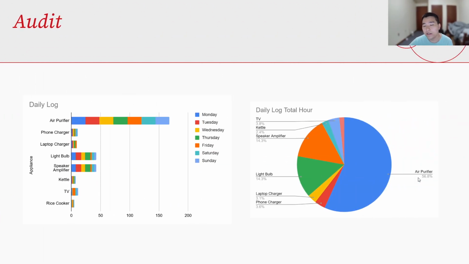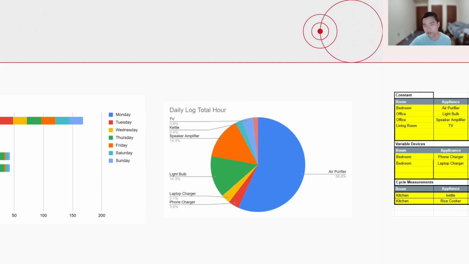I also changed the daily log into a chart, and you can see the cumulative hours that were recorded, separated by color on the left side and by day. On the right side is the percentage. As you can see, the air purifier is on for the longest because I keep it on 24 hours to keep my room air fresh.